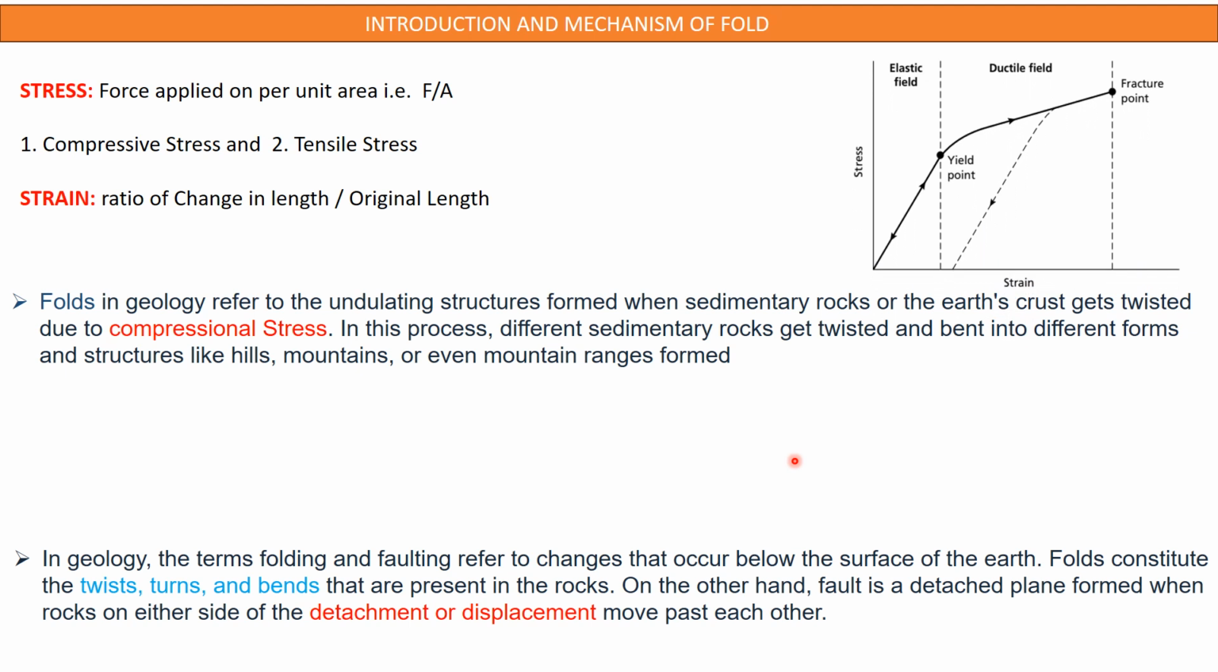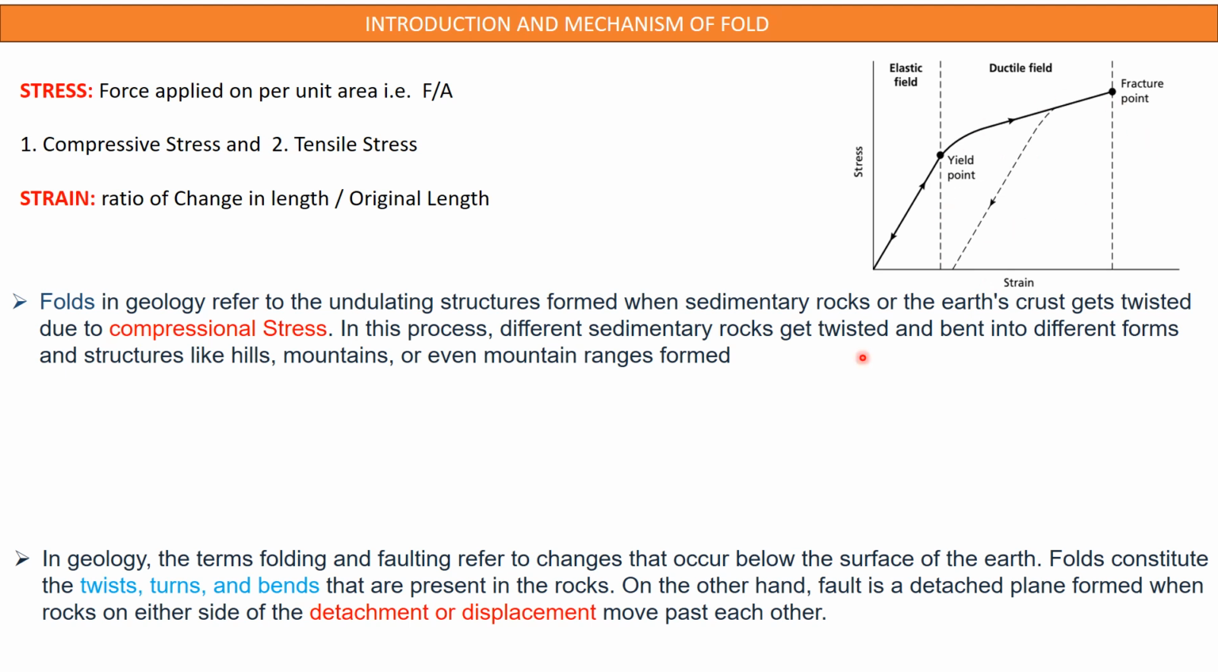This is one of the graphs of stress versus strain. Following Hooke's law, within the elastic limit, stress is proportional to strain. When that exceeds this particular limit, there is a ductile field, and that happens in the Earth's crust and mantle, and then there is a fracture point. This is one of the fundamental graphs you need to know, which I have already discussed in my first lecture. Still, for recapitulating, I have presented it to you.